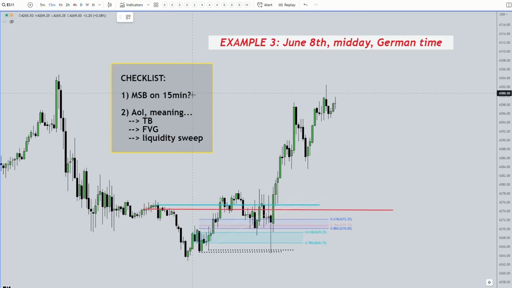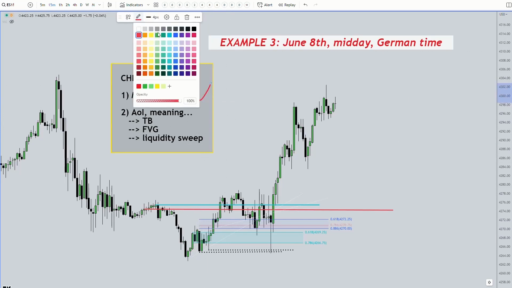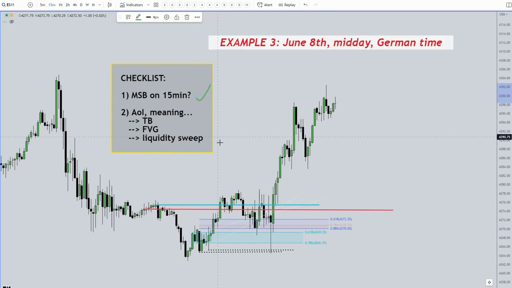Looking at your checklist on the 15-minute, let's say for example around midday here, you then would have said, yes, we have seen a market structure break and our target box there, no fair value gap this time, however, therefore a potential sweep of the lows possible. All of that in mind, you would have set your trade again, and as you can see, it would easily have worked out for a 3R trade and even more.